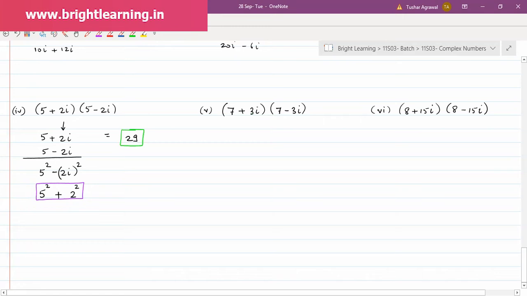Fifth also, 7 plus 3i, 7 minus 3i. Can I directly say that? So the answer will be 7 square, negative 3i whole square. Negative 3i whole square means actually plus 3 square. So this will be equal to how much? 58. The last one is 8 square minus 15i whole square. Minus 15i complete square is equal to addition, 15 square. So this will be 8, 15, 17 triplet. 8, 15, 17 triplet. So it will be 17 square.